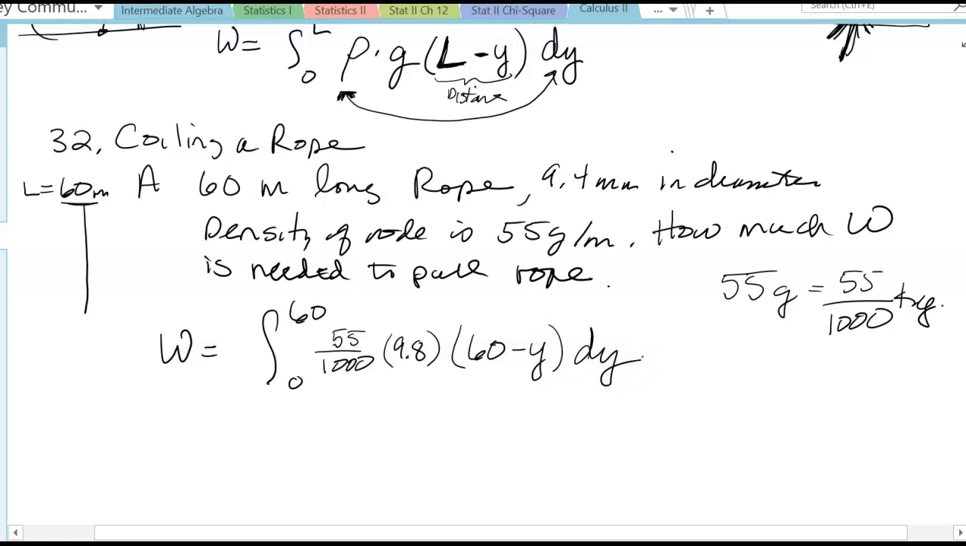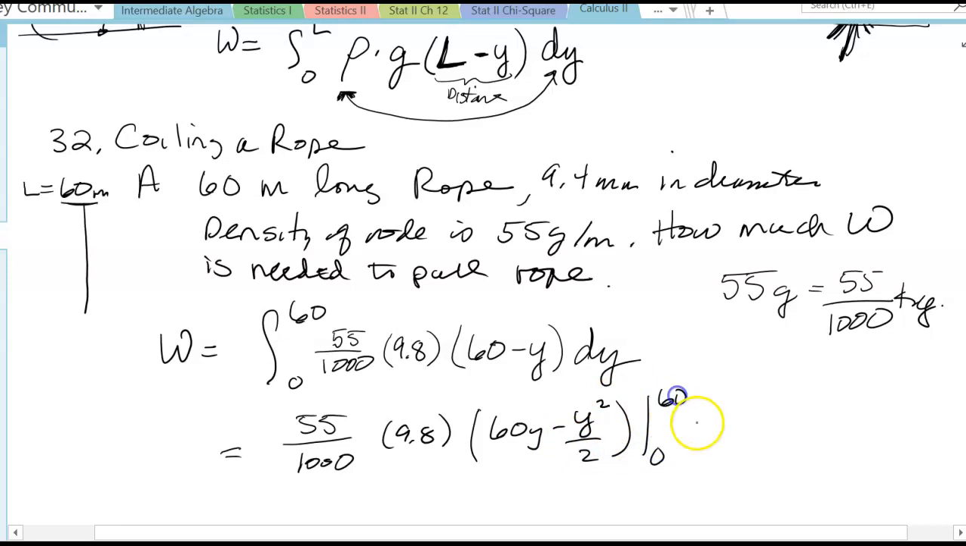That's actually it. Once you get it down and you make sure you have all the pieces, that's all you need to do. So it's 55 times 9.8 times 60y minus y squared over 2 from 0 to 60, and you can do all the math. And if you do all the math, you should get 970.2. I didn't worry about the measurements as we went through because I know the work is always going to be in joules.